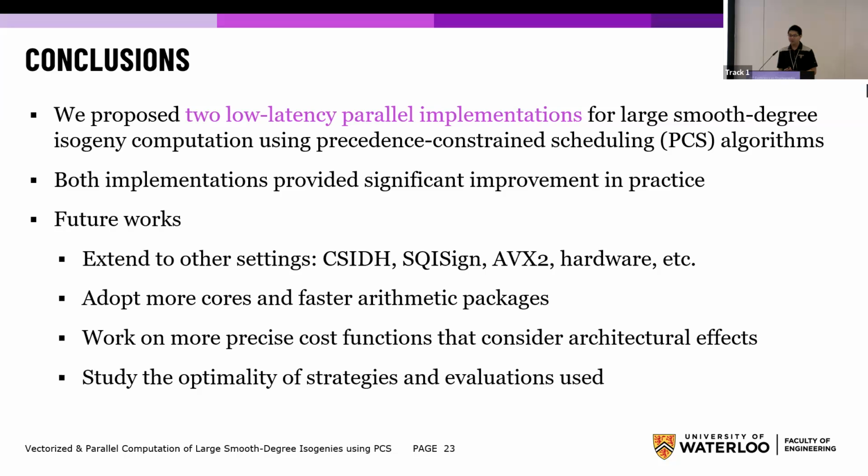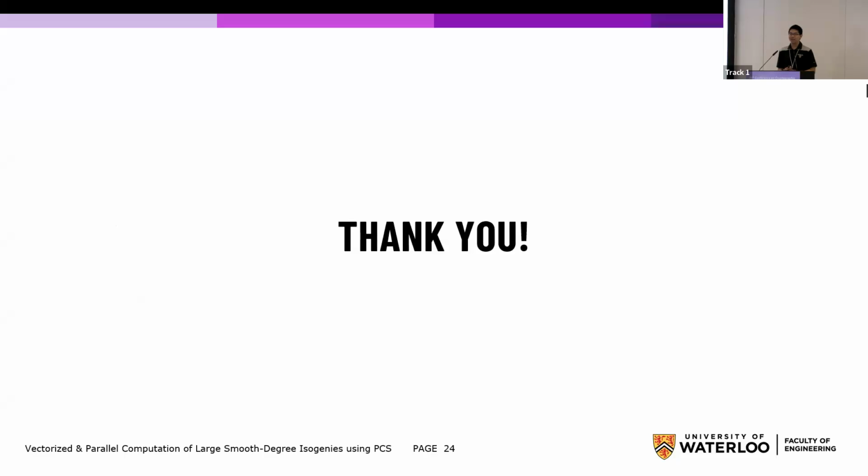Second, we would like to adopt more cores for the implementation and also faster arithmetic packages for the opportunity to obtain faster implementation. Next, we would like to work on more precise cost functions that consider architectural effects for the implementation, such as memory access and also the synchronization costs between cores. And lastly, we would like to study the optimality of strategies and evaluations used in various implementations and try to improve that bound. And that's all for my presentation.